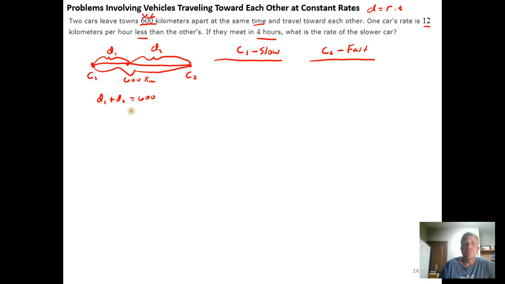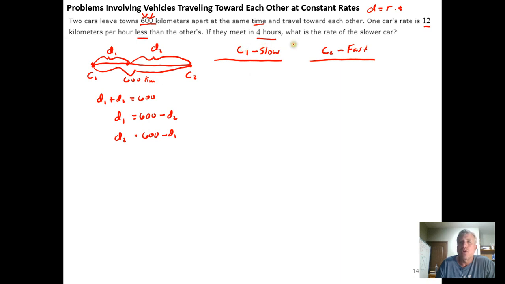And this allows me to express the distance relationships two different ways. I could choose to subtract distance 2 from both sides, which would isolate distance 1. So distance 1 would equal 600 total miles minus distance 2. Or I could subtract distance 1 from both sides, which would tell me that distance 2 was equal to 600 miles minus distance 1. So there's a couple ways to express the distance relationships.